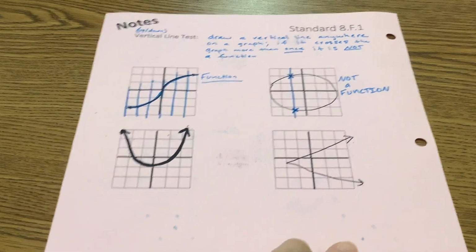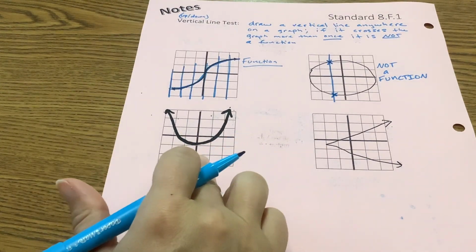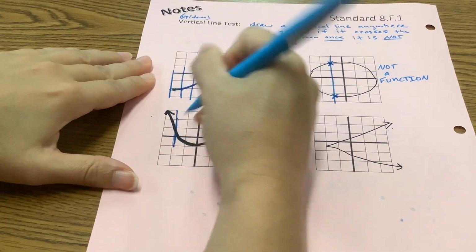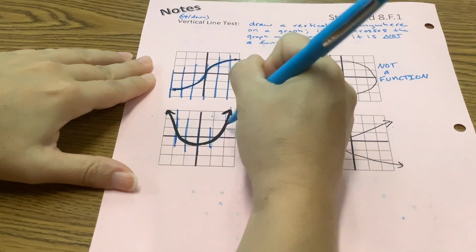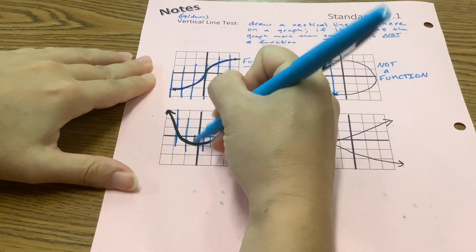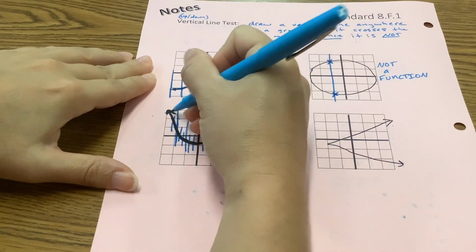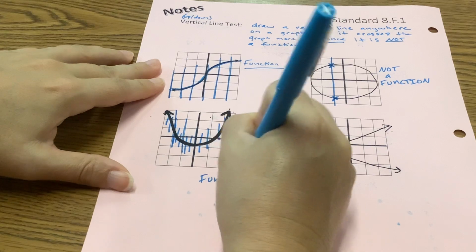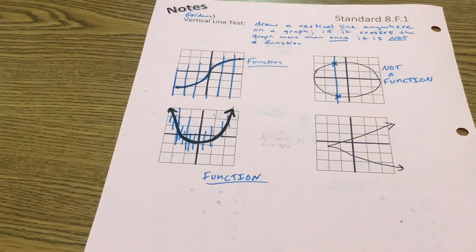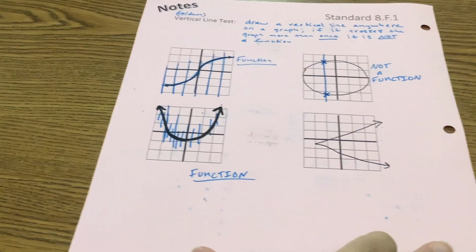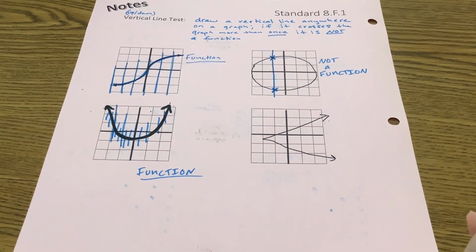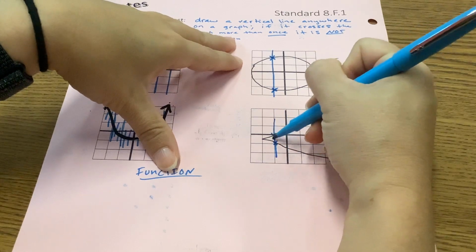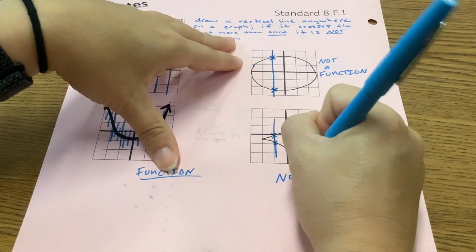Okay, this next one, the bottom left. Is there anywhere where if you draw a vertical line through it, it's going to hit it more than 1 time? No. And I mean, you can draw them everywhere. It only ever hits it 1 time. So this one is a function. All right, and what about the next one? Not a function. Almost anywhere on it, it's going to hit it more than once, right? So this is not a function.